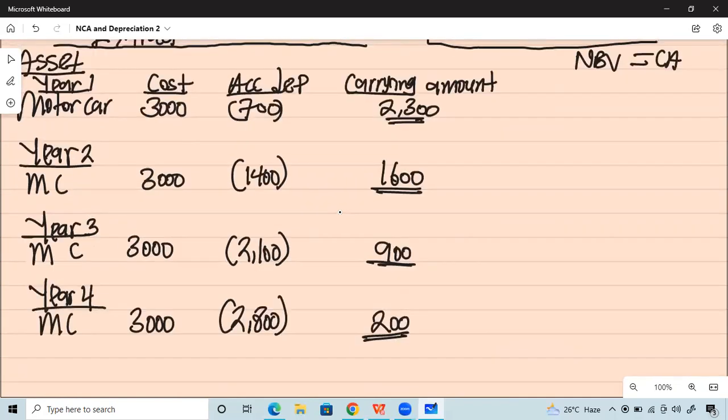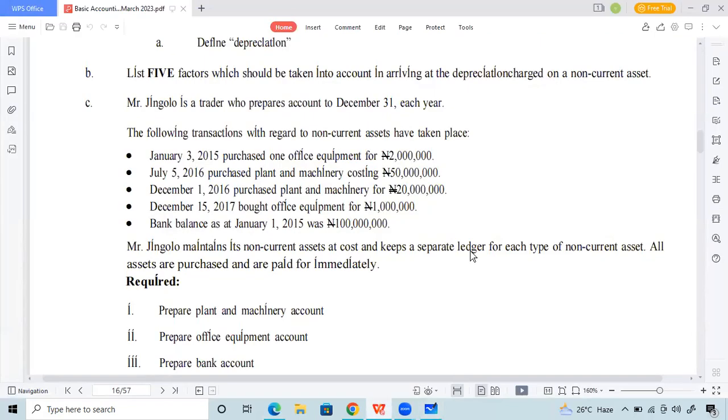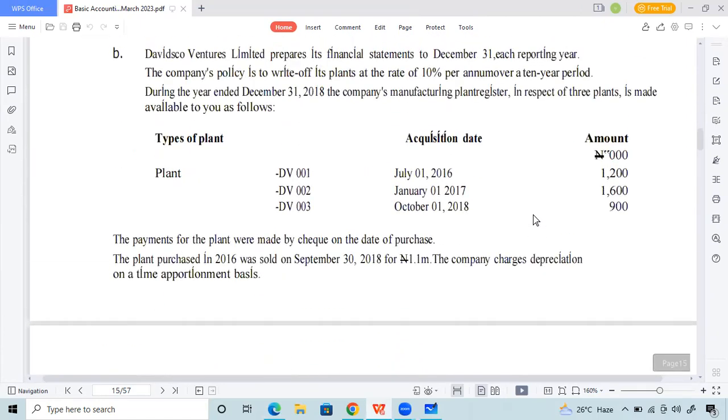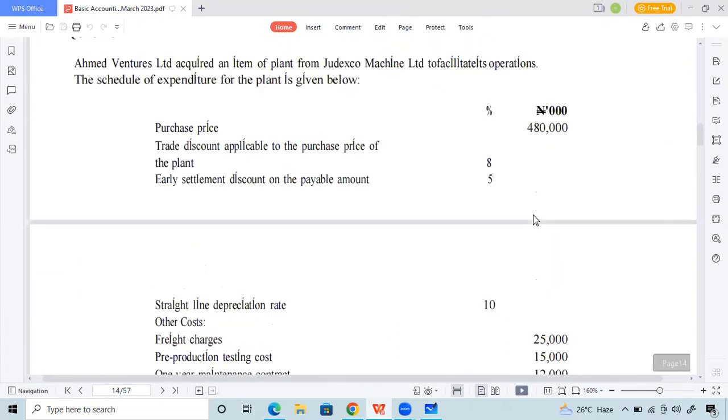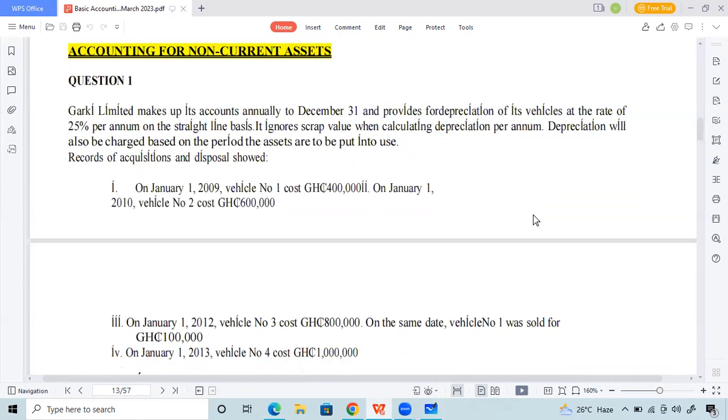So this is how we prepare. These are the relevant ledgers that you need to open when it comes to depreciation, once you want to account for depreciation. Okay? These are the relevant ledgers. So now, let's go back to our general practice question, and you can solve at least a minimum of 2 questions, and then I'll give the rest as an assignment for every one of us to please attempt.